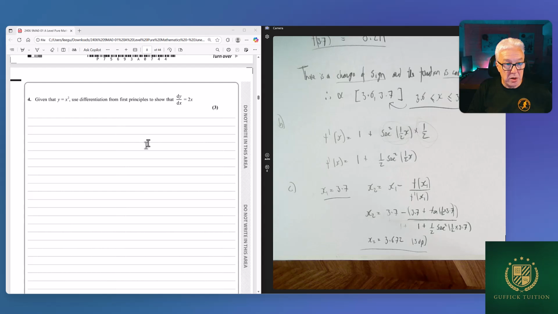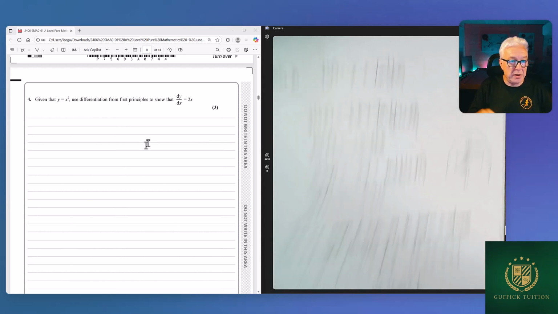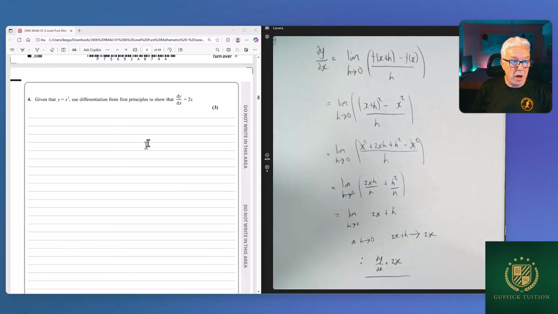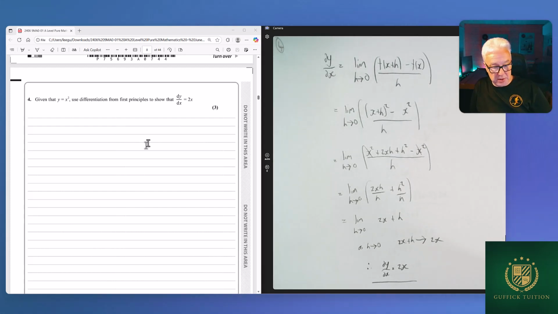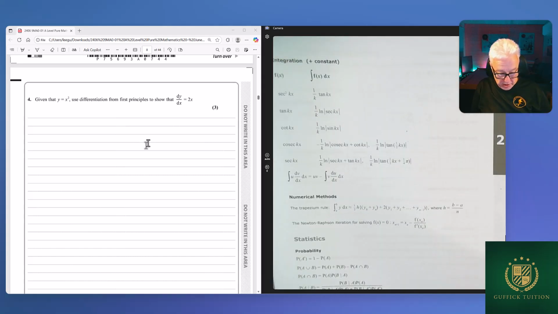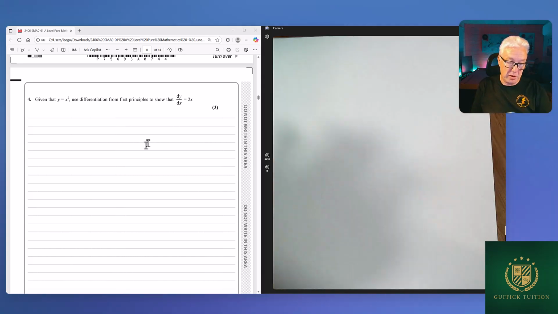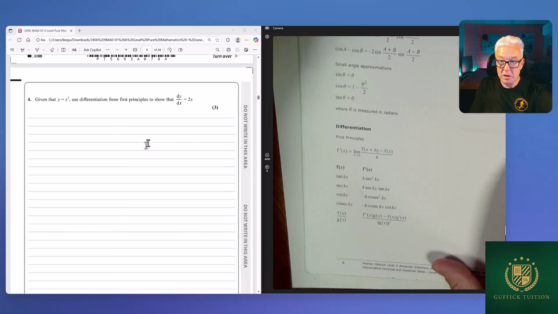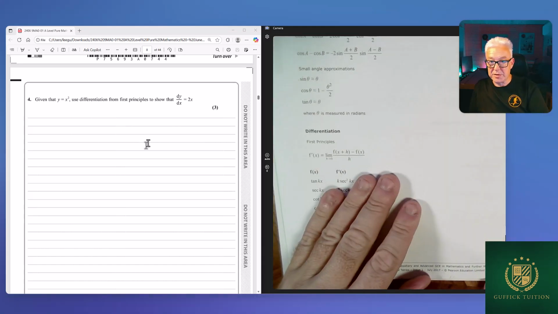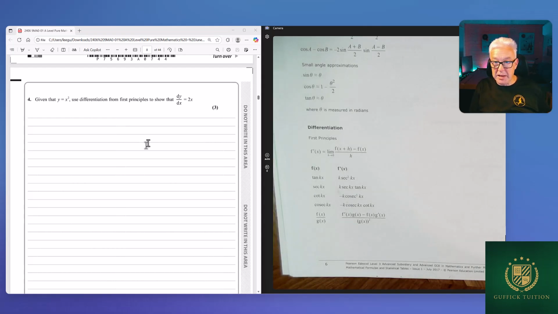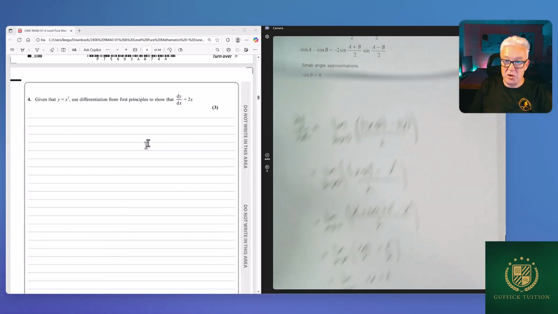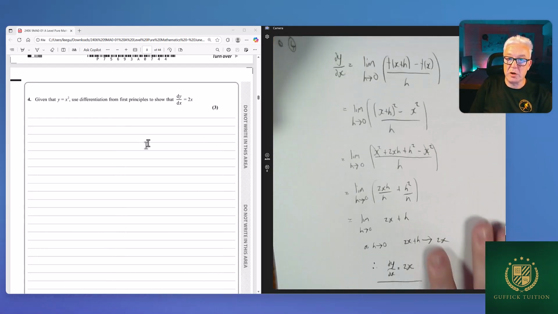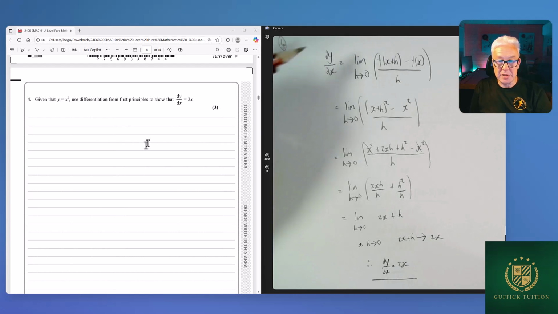Now question 4. We have got first principles. Given that y equals x squared, use differentiation from first principles to show that dy by dx is equal to 2x. And once again, we're talking about something that is given in the formula booklet. In the formula booklet for Edexcel we have the first principles formula, which is that f dashed of x is the limit as h tends to 0 of f of x add h minus f of x over h. The good news is we're given that in the formula booklet, and we don't need to remember it. So all I've done is start off by writing down that statement directly from the formula booklet.